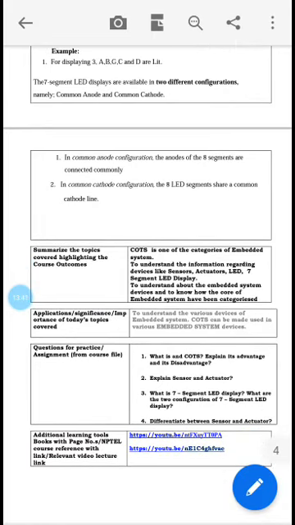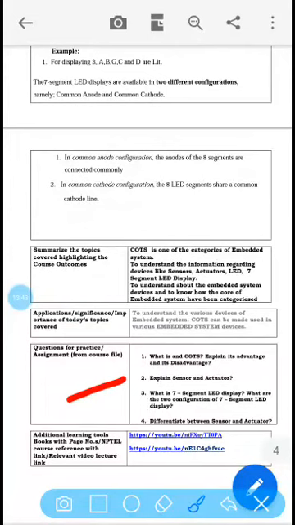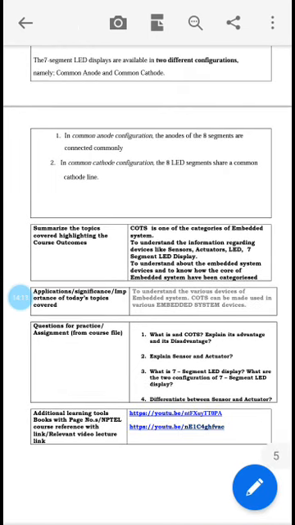The probable questions you may expect in your examination have been listed here. First, what is COTS? Explain its advantages and disadvantages. Next, explain sensor and actuator. Likewise, what is a 7 segment LED display? What are the two configurations of the 7 segment LED display? Last, differentiate between sensor and actuator. So these are some possible questions you may practice for the purpose of your examination, right?